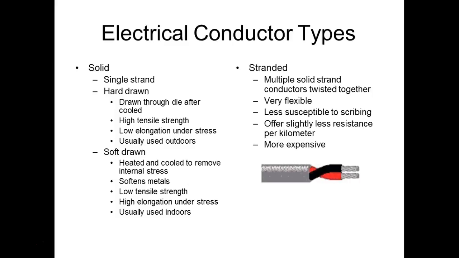Soft drawn metals have low tensile strength and high elongation under stress. So most of your network cables are going to be soft drawn, which means if you put them under stress, they're going to stretch and it's going to change the gauge, right? You know what I'm saying? So we'll find cables that are riser cables. These are probably hard drawn. They're going to be a little stiffer, but they're not going to elongate as much under their own weight, right? That makes sense.